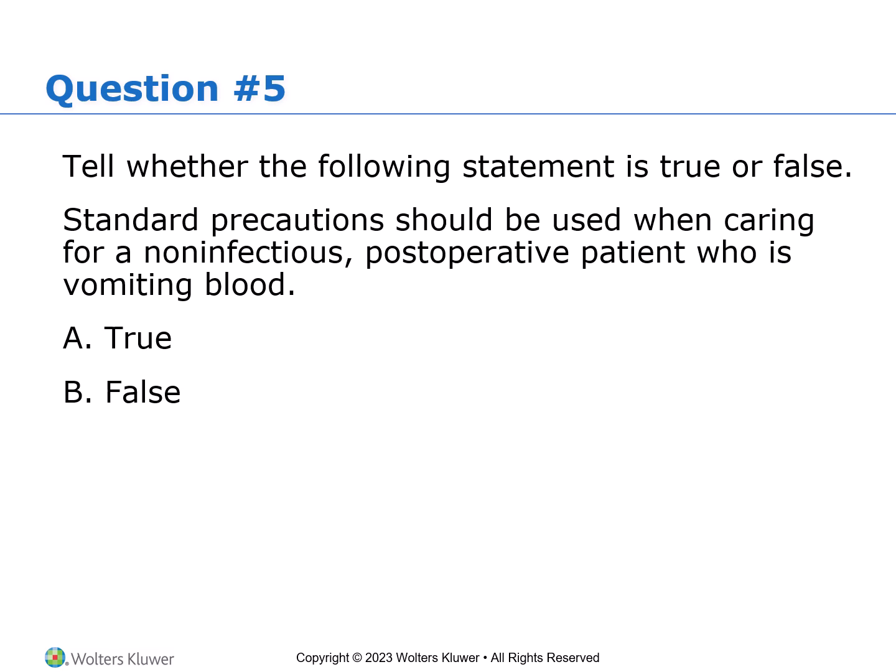This may seem like a trick question, but the question says, should standard precautions be used when caring for a non-infectious post-operative patient who is vomiting blood? So this person had surgery, and then now you're caring for them and they start vomiting and they have blood. What kind of precautions should you use? So take a moment and think, is this universal precautions only? Is this universal precautions plus droplet? Is this universal precautions plus contact? What is it?